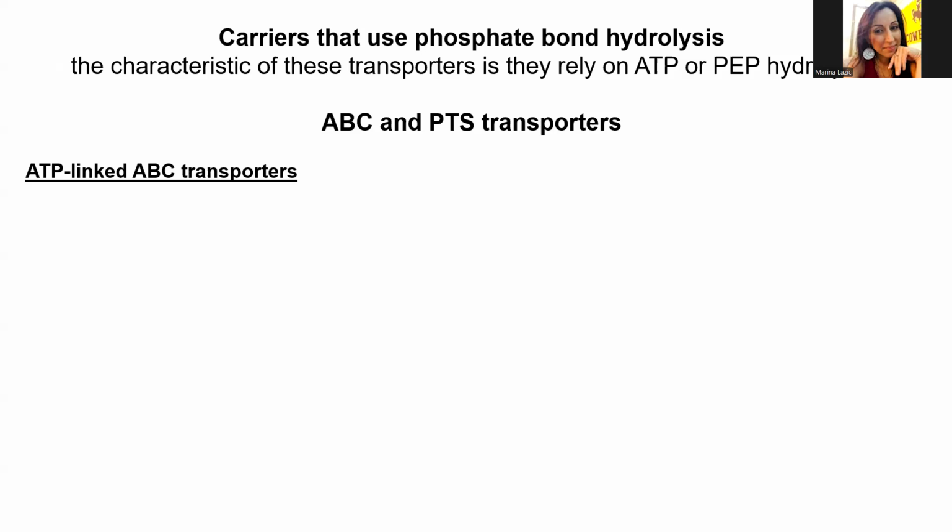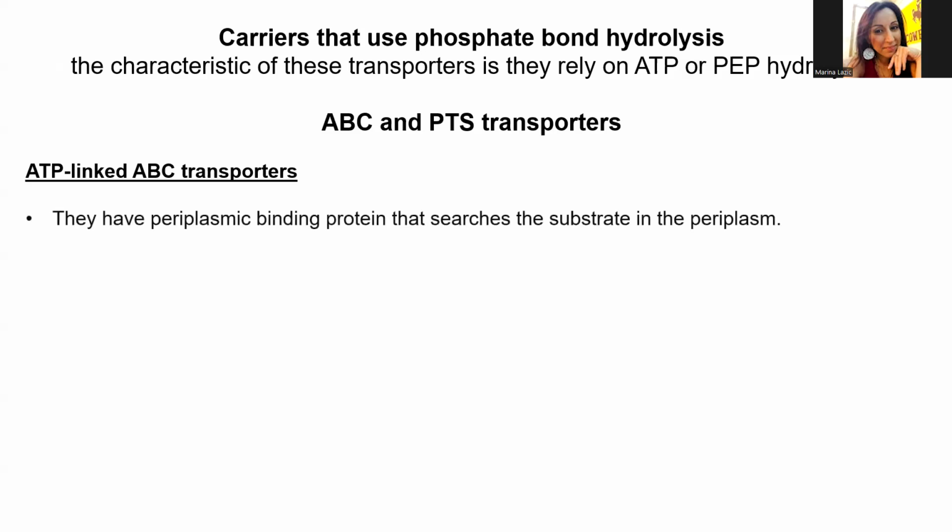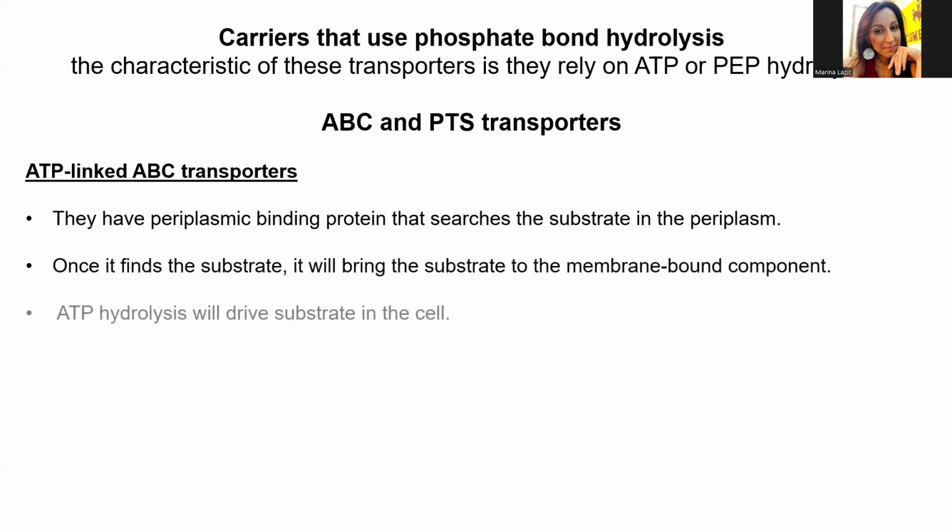What they have, and what is very common to see, is a periplasmic binding protein that will initially screen for the substrate in the periplasm. And once it finds the substrate, it will bring it to the membrane-bound component. So you see the similarity with TRAP transporters. But what will drive the substrate into the cell will be ATP hydrolysis, so it must have an associated ATP hydrolytic component.